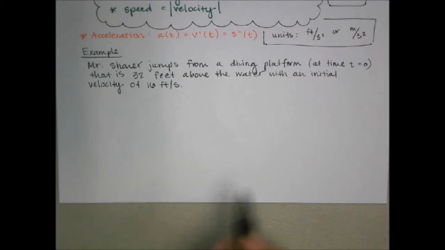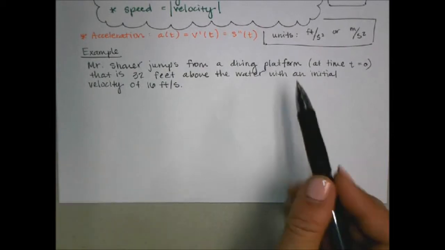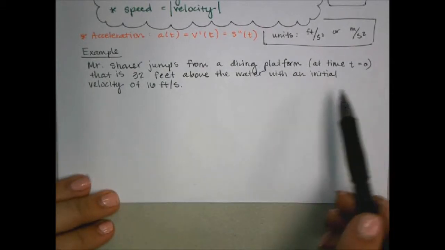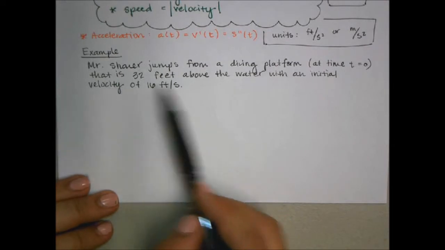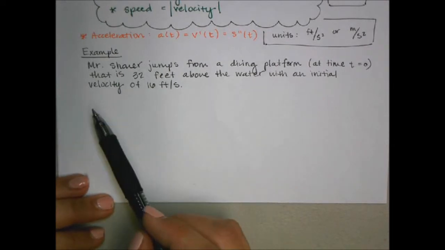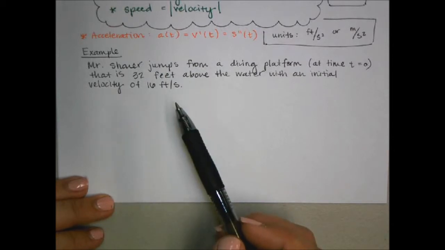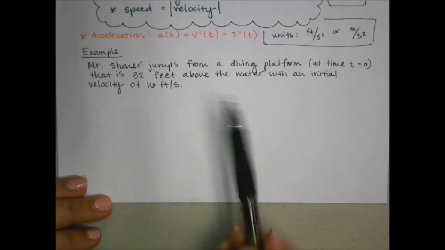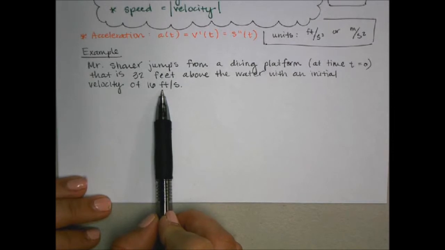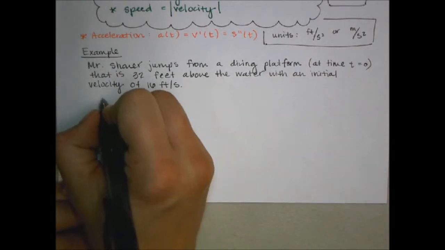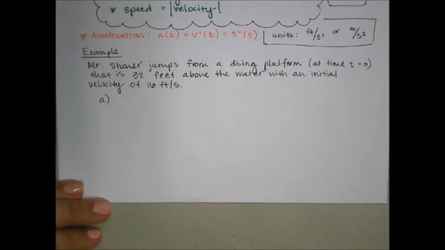All right, so the introduction to our problem, we have at time 0, Mr. Scherer jumps off a diving platform 32 feet above the water, and his initial velocity is 16 feet per second. A few things you want to pay attention to. First up are the units. This one's feet, so we're going to make sure that in part A, when we write our equation, that we use the equation for feet.